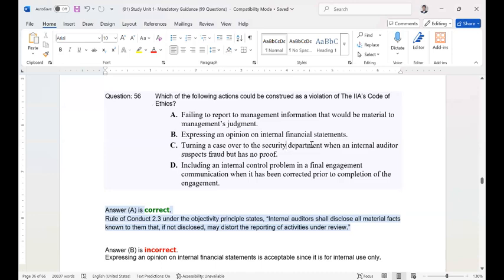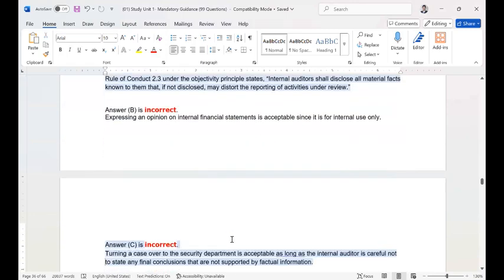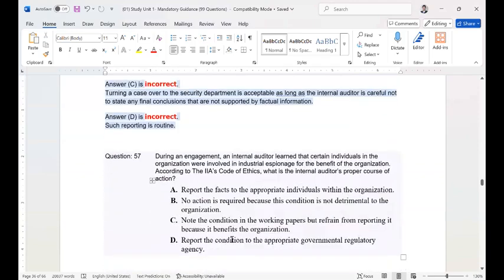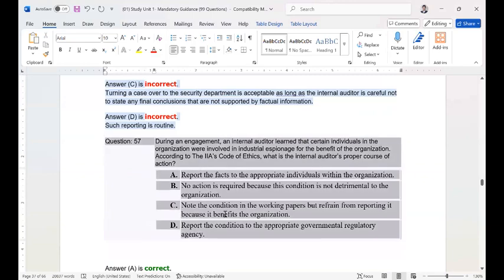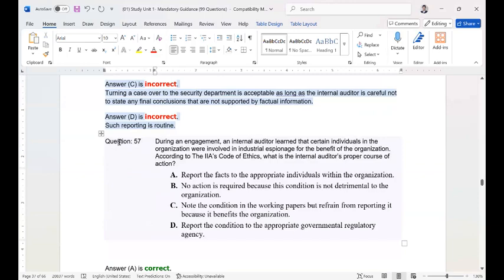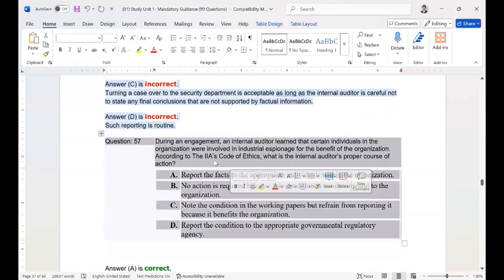Turning a case over to the security department when the auditor suspects fraud but has no proof: you can't do that. You can't tell another department. If you suspect something, you must go to the management and say there is something like this. These are the indicators of fraud, why you think it's an indicator of fraud, and this is what you have seen so far. So that the management can, if at all, launch a preliminary inquiry or investigation, they can decide. But you have to communicate.